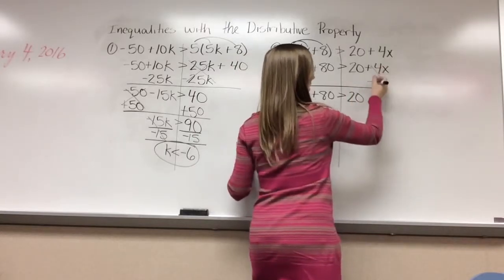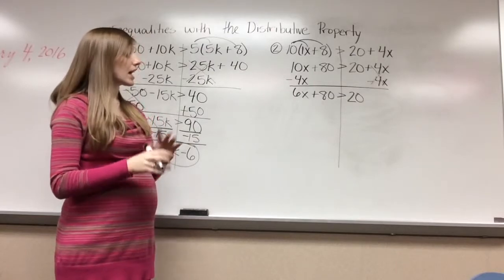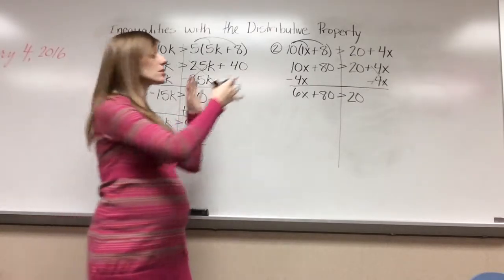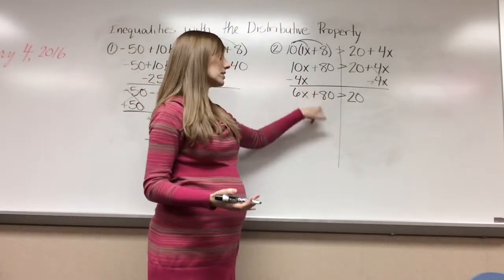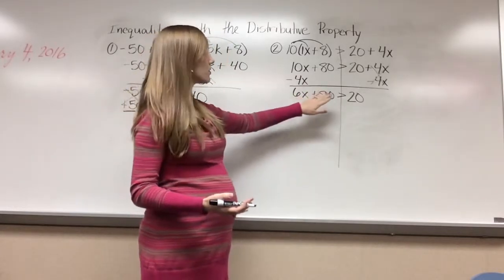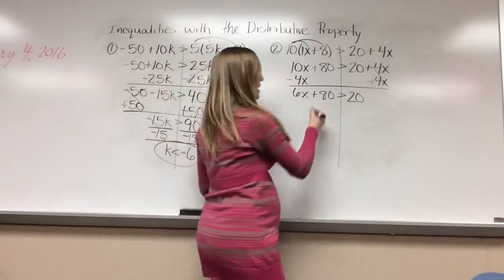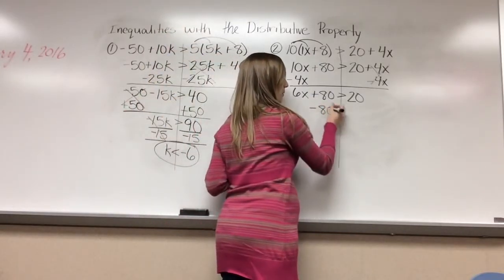My 4x's cancel out. Those are gone. 4 minus 4 is 0. At this point, I want all of my numbers on the right-hand side. Well, this 80 is not on the correct side. I want to go ahead and cancel that. So the opposite of plus 80 would be subtract 80. So I'm going to go ahead and subtract 80 on both sides.